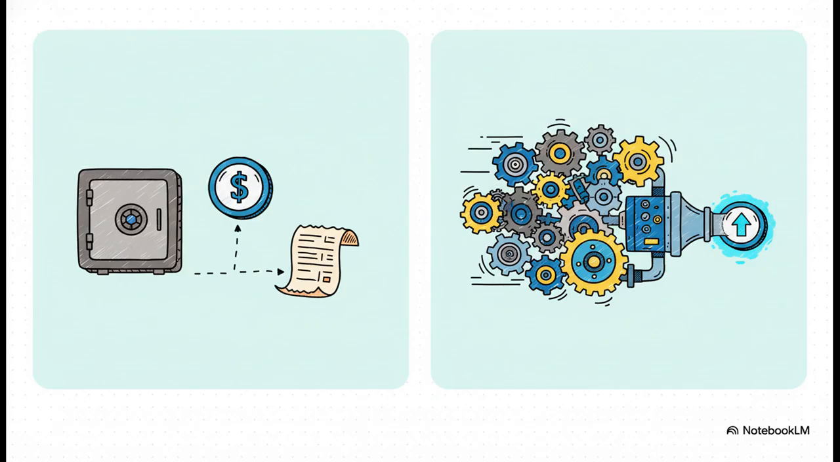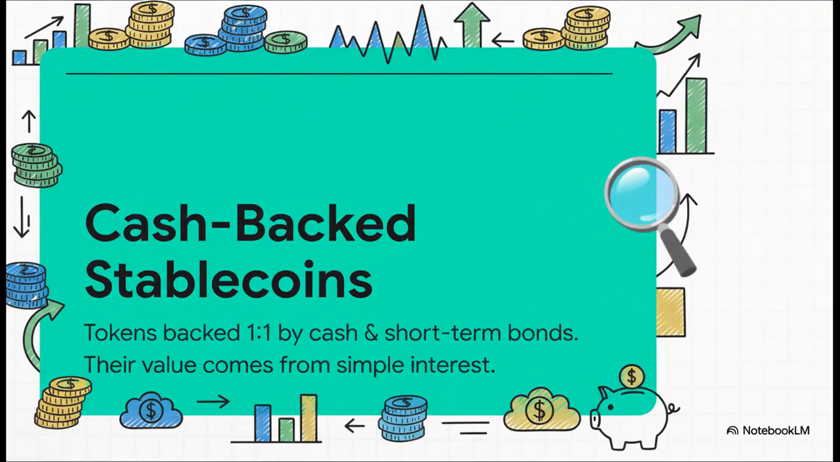Let's break them down. Okay, so cash-backed stablecoins. We're talking about the big names here, like USDC, USDT, you know the ones. Their whole mission is to be a digital dollar, plain and simple. They're backed one-to-one by super safe stuff like actual cash and short-term government bonds. The money they make? Just simple, boring interest.